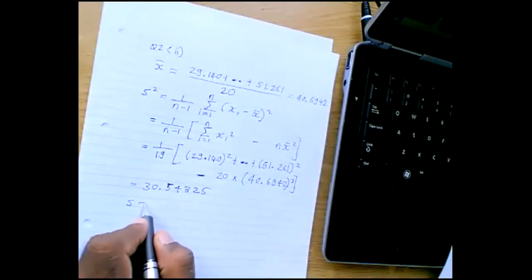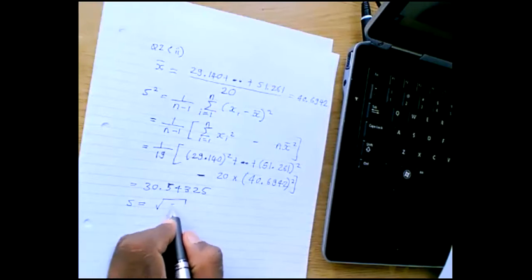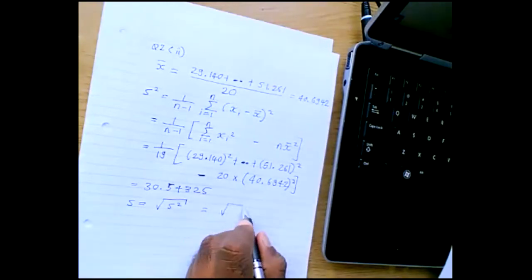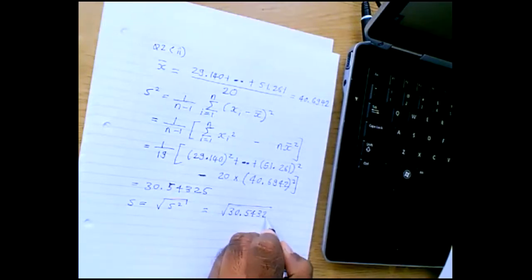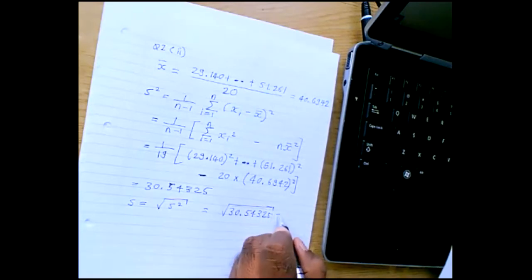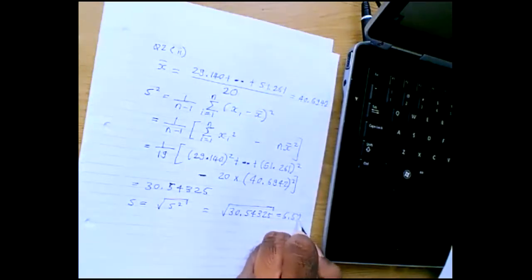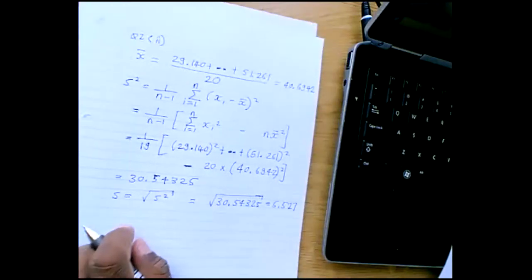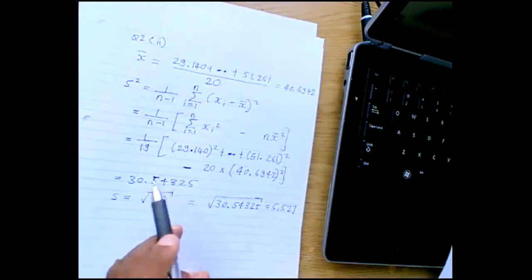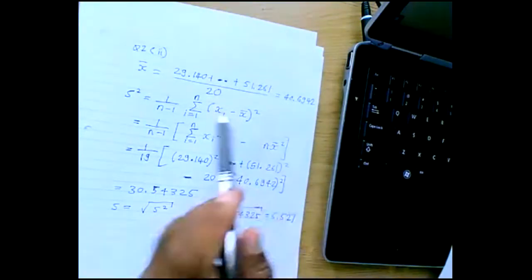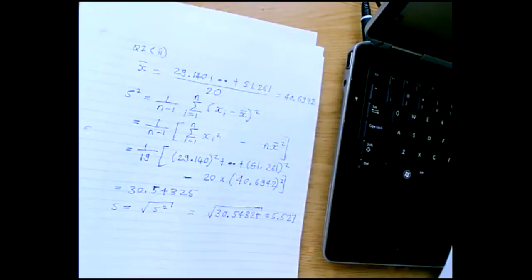Now to find the sample standard deviation, you just take the square root of the sample variance. So it's the square root of this, which is 5.527. All right, so this is the sample standard deviation. This is the sample variance, and this is the sample mean. All right, are you guys okay so far? Yeah. Any questions so far, guys, or not?